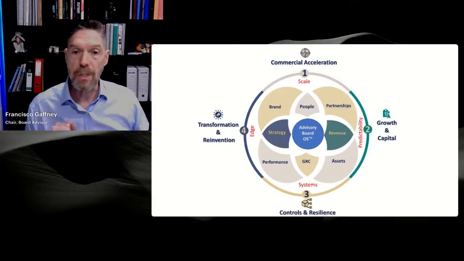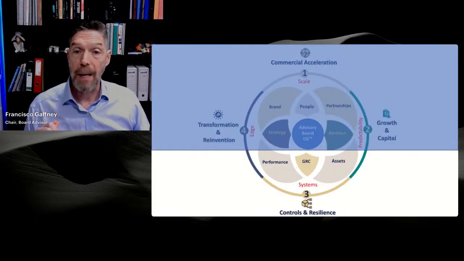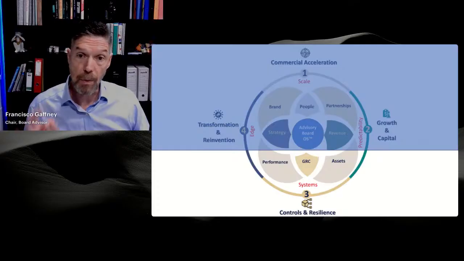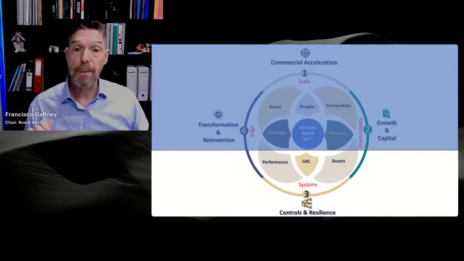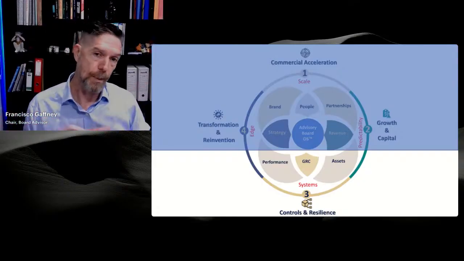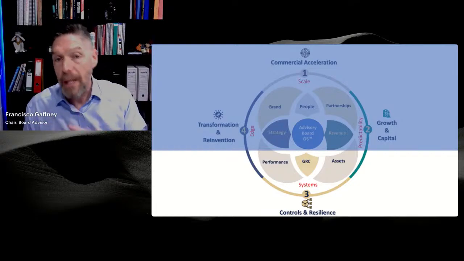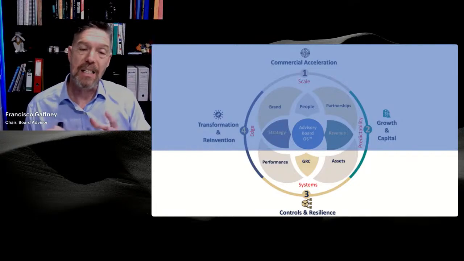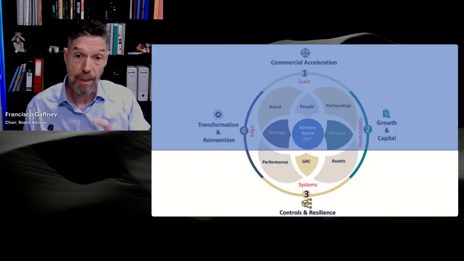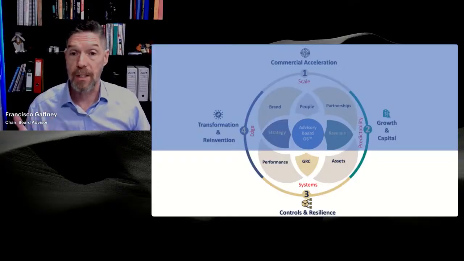So today we are on milestone number 3, which is control and resilience: your assets, governance, risk, compliance, and performance. And when we talk performance, we are not talking about KPIs or individual performance. We're talking about the company's performance. Is the company doing what it's supposed to do? From a valuation point of view, systems are about trust. So it's not perfection, but trust.